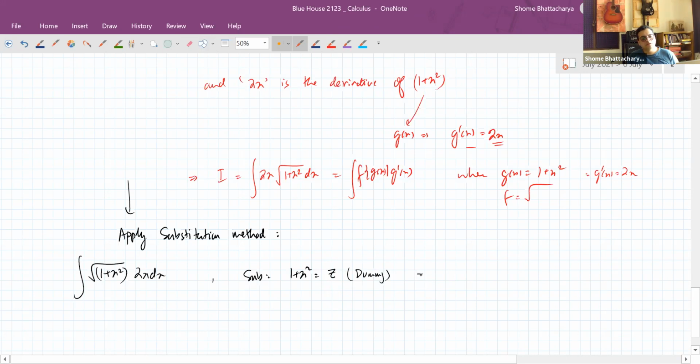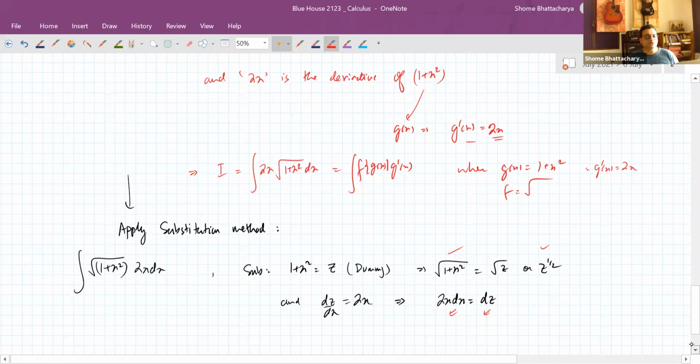This is our dummy. So square root of 1 plus x square becomes simply root z or z to the power half. And more importantly, dz by dx is 2x. That means when we cross multiply, 2x into dx can be substituted as dz. So these are the two things we'll substitute. We'll substitute this as this and this thing as this. So the integral will now become simple to solve.